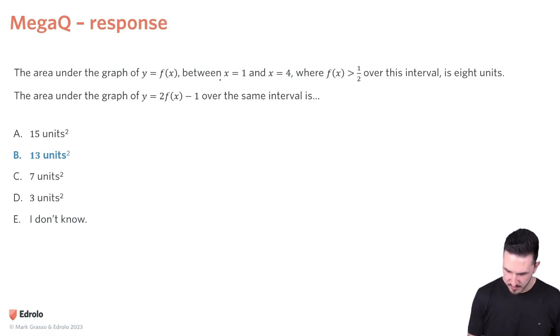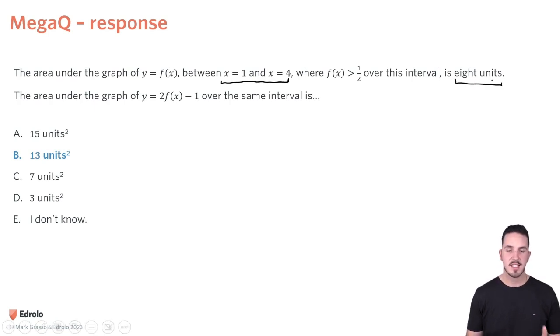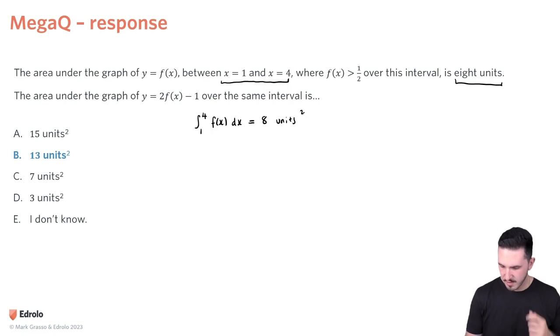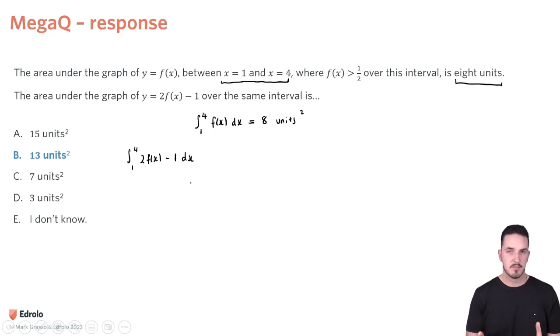So they've essentially told us that between x equals 1 and x equals 4, the integral is equal to 8 units. So this means that the integral between 1 and 4 of f of x dx is equal to 8 units squared. They want us to find the integral between 1 and 4, over the same interval, of 2f of x minus 1 dx. This is what we want to calculate based on this information.